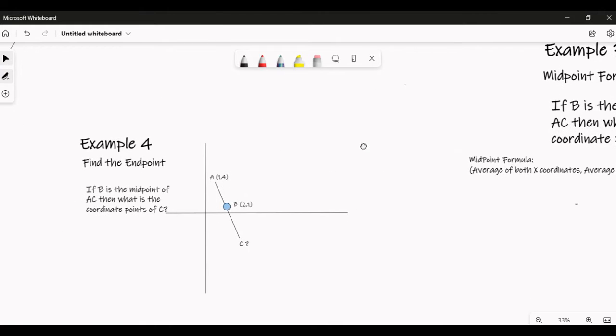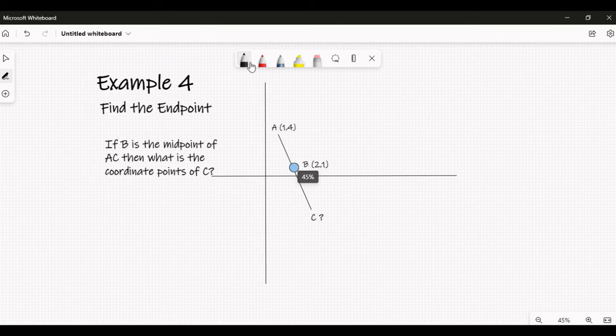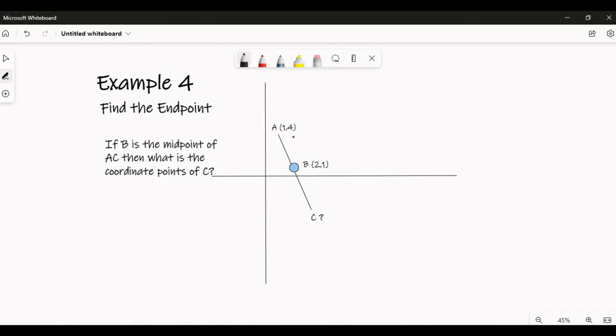So then coming to example number 4, finding the endpoint. This question is going to work similarly to the last one we did. If B is the midpoint of AC, then what is the coordinate point of C? This time they give us the coordinates of the midpoint, and they're telling us to find the endpoint. So we know the average of A and C equals B.